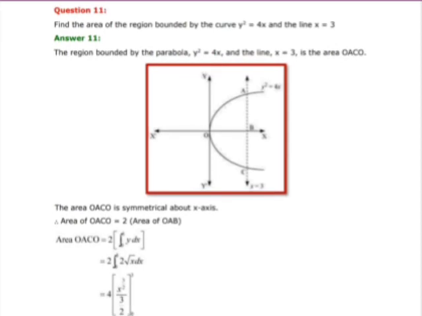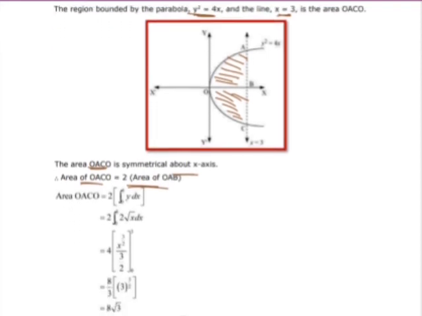So it's a simple example. Area of the region bounded by the curve y square equals 4x and the line x equals 3. Already we have solved this kind of problem, y square equals 4x and the line x equals 3. So we have the standard form, that is again a parabola. So the area OACO is symmetrical about what? X-axis. So OACO is 2 times the area OAB.